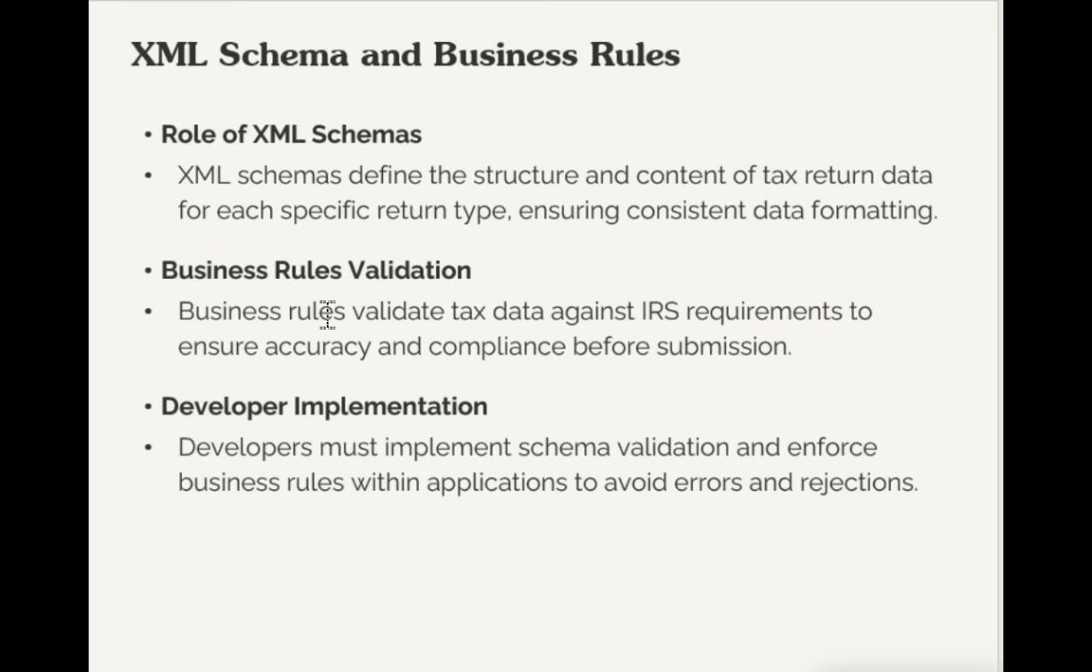For example, the name line 1 of the return cannot have leading or consecutive embedded spaces and must begin with an alpha character, the name field. So these are some of the examples. So two things: you need to structure it correctly, and you also need to pass the business rules. Schemas will guide you in the correct structure, rules will guide you for the validation against the IRS requirements.